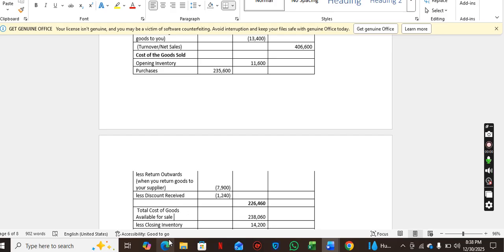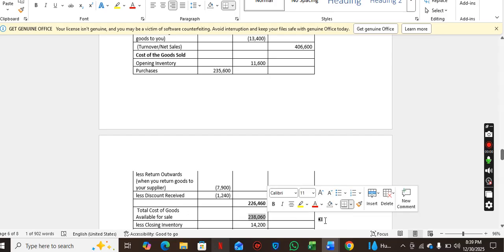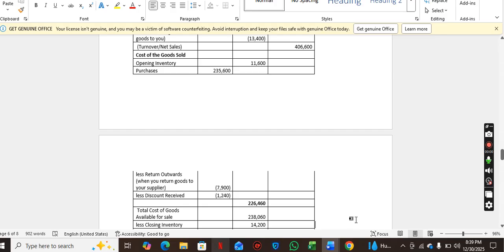$238,060. Yes. So think of this as the total value of all the goods that you had that year. So if you bought 1 million bags of cement for that whole year, and this is their worth. Any questions before we now get our cost of goods sold?